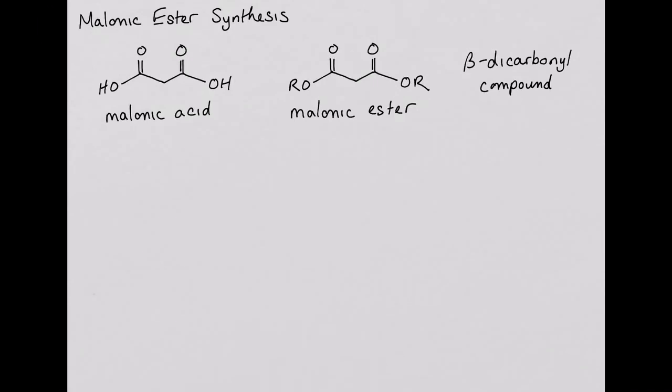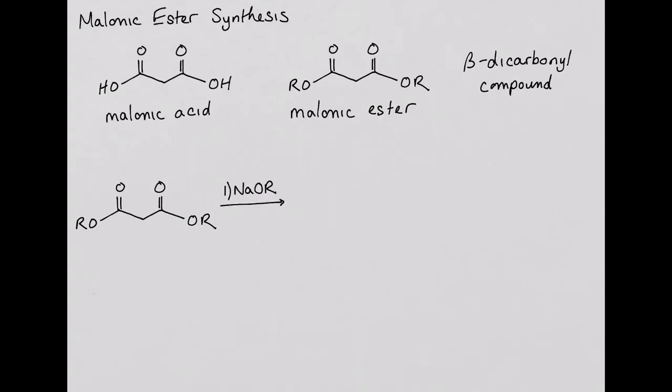A malonic ester is a beta-dicarbonyl compound. Remember that beta-dicarbonyl compounds have very acidic alpha protons, which can easily be deprotonated to form the enolate, which can then be alkylated or acylated. The malonic ester synthesis takes advantage of the acidity of the alpha proton. The malonic ester is first deprotonated with a strong base.